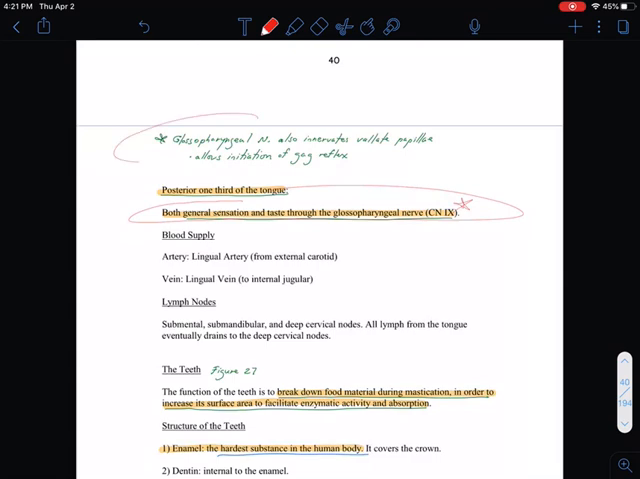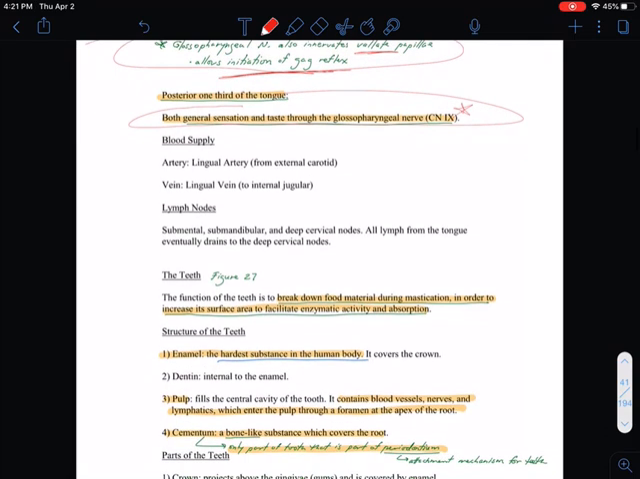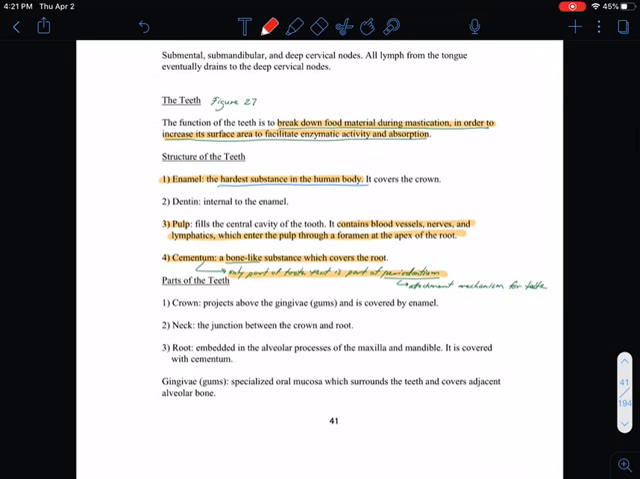I'll also point this guy out here. I'm not sure if he'll have you add this or not, but the glossopharyngeal nerve will also innervate that valley papillae, and it's the initiation part of your gag reflex. Blood supply and lymph nodes, not super important. Next, we'll get into teeth.